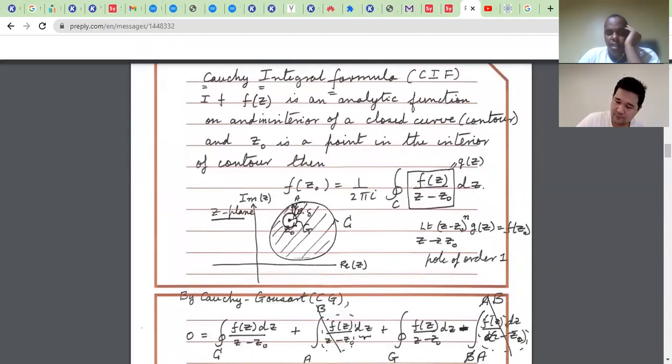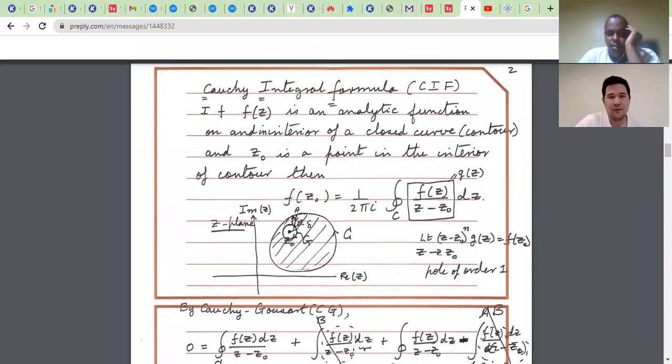So we move on to the Cauchy integral formula. If the function f of z is an analytic function on and in the interior of a closed curve, and z naught is a point in the interior of the contour, then f of z naught is going to be equal to 1 over 2 pi i times the integral of f of z divided by z minus z naught dz.